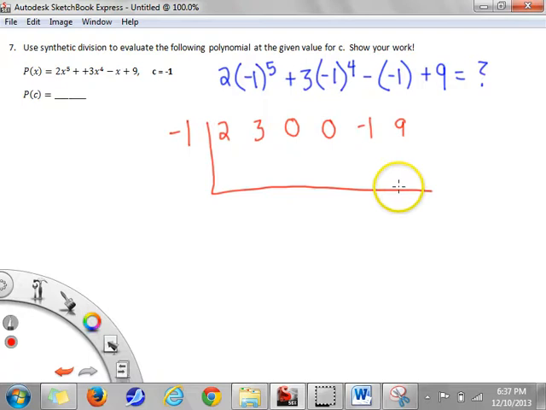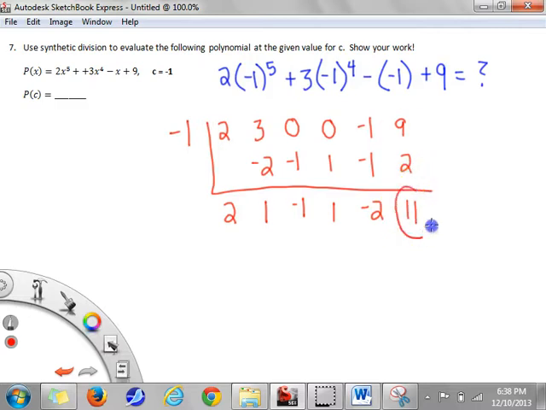So with synthetic division, the first step we do is drop the first number down. We multiply to what's on the outside and write that underneath the next number. So that will give us -2. And then add straight down. So multiply diagonally, add straight down. Multiply diagonally, add straight down.